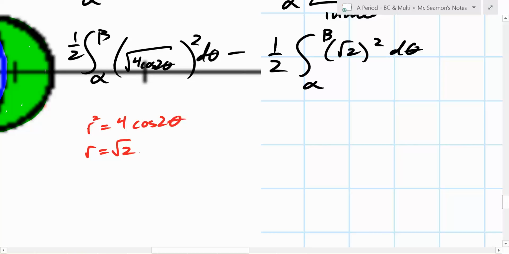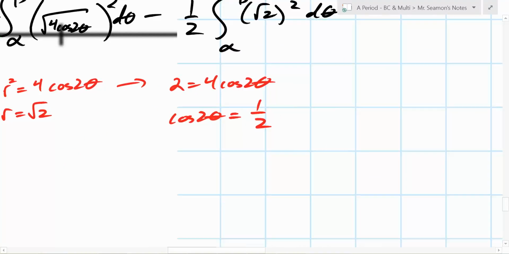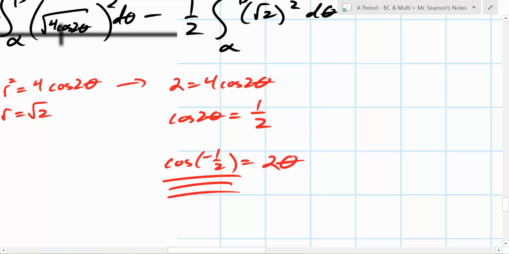So you have to do some trig here. You take that, plug it in, and what do you end up with? 2 is equal to 4 cosine 2 theta. So cosine 2 theta is equal to what? 1/2. So you know that cosine inverse of 1/2 is 2 theta. You have to remember here, what's the inverse cosine of 1/2?